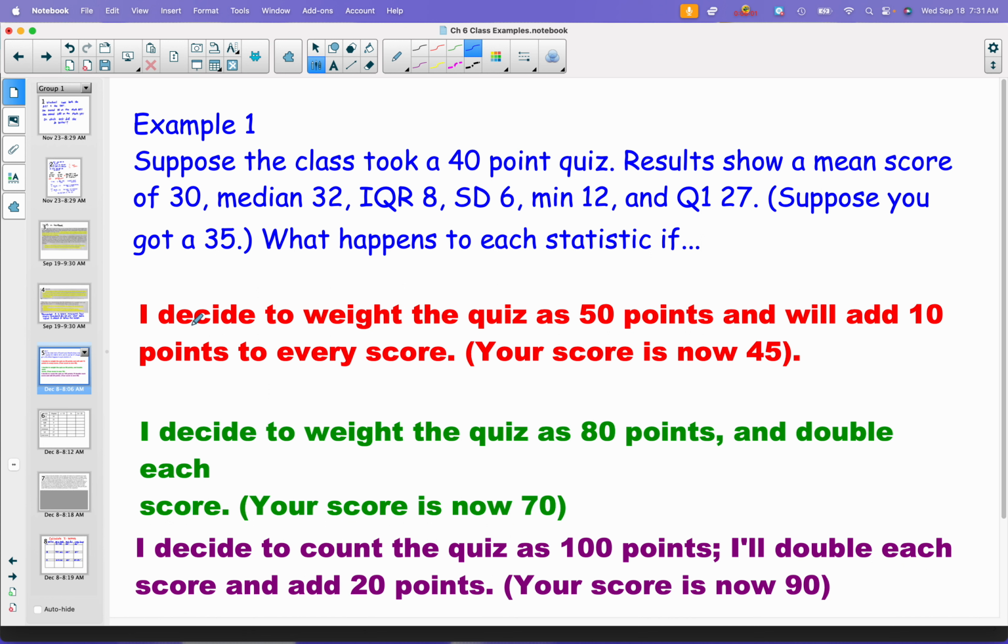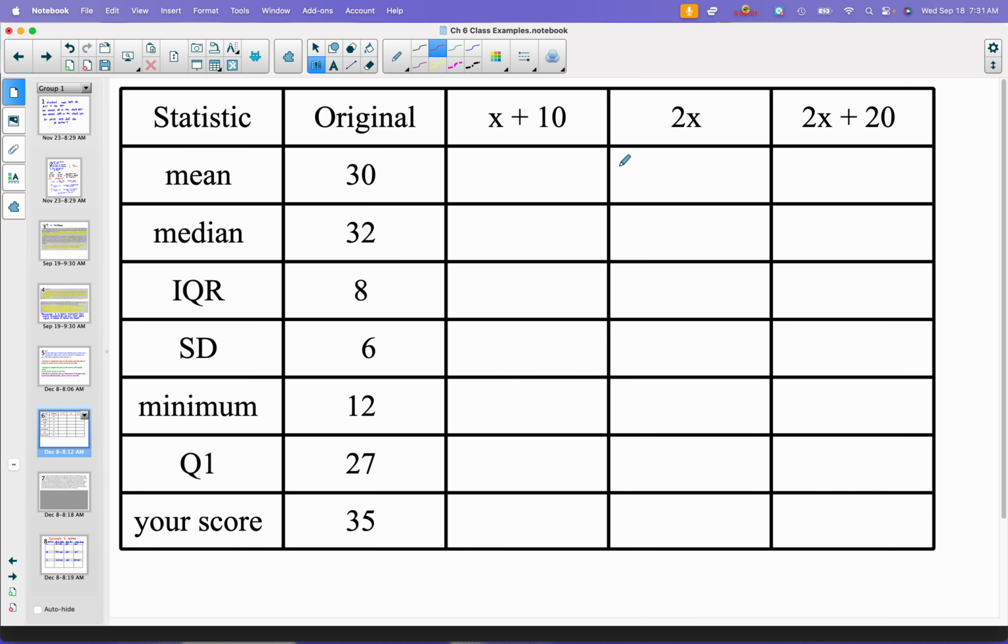Now, what we're going to do, I decide to weight the quiz as 50 points, and I'm just going to add 10 points to every score. So your score is now 45. So what's going to change? So if I'm adding 10 and your score is now 45, remember adding a constant, the measures of center and position will change. So the mean is a measure of center, so it will change. So I'm going to add 10 and I get 40. The median is a measure of center, so it will change. I add and I get 42.